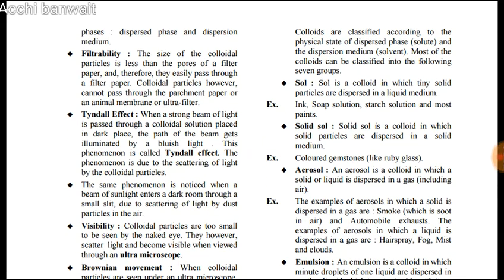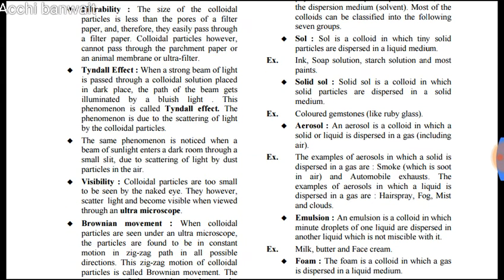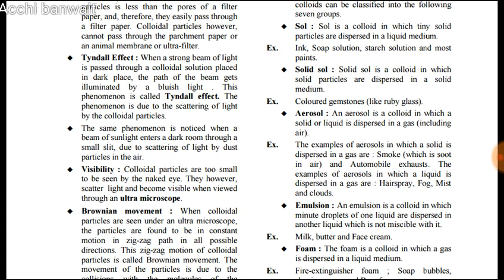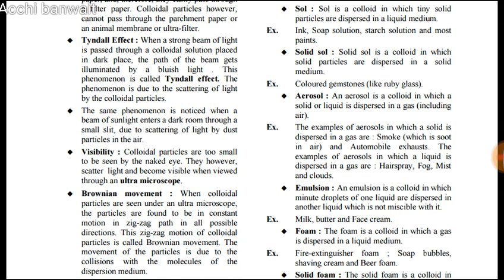Tyndall effect. When a strong beam of light is passed through a colloidal solution placed in a dark place, the path of the beam gets illuminated by a bluish light. This phenomenon is called Tyndall effect. The phenomenon is due to scattering of light by the colloidal particles. So you can see that the Tyndall effect only occurs in colloidal solutions. The same phenomenon is noticed when a beam of sunlight enters a dark room through a small slit, due to scattering of light by dust particles in the air.